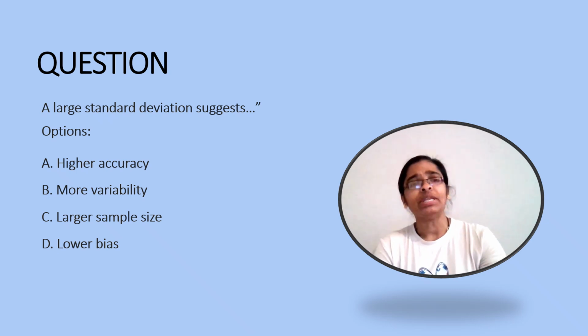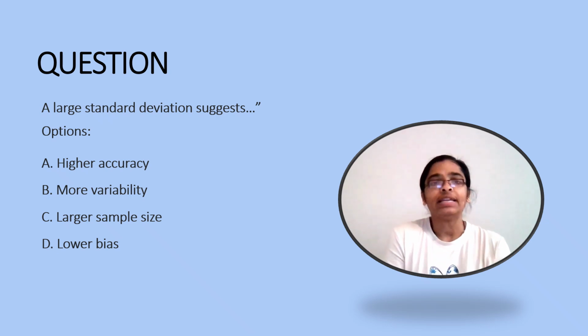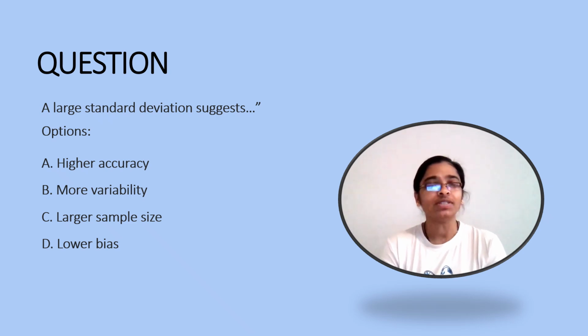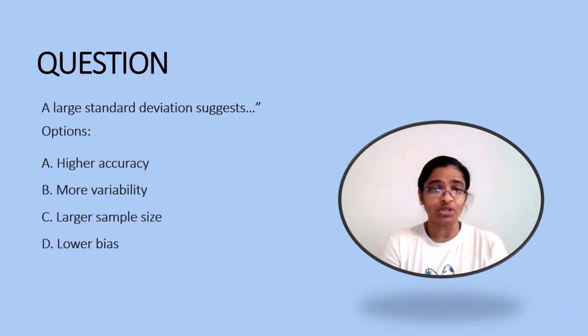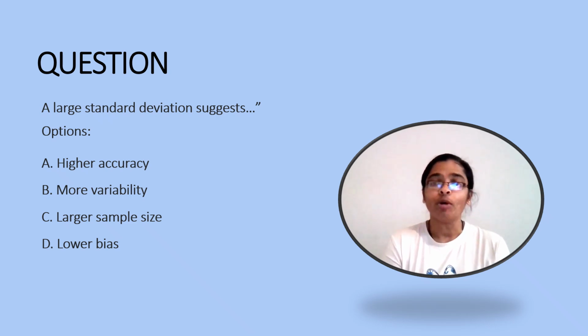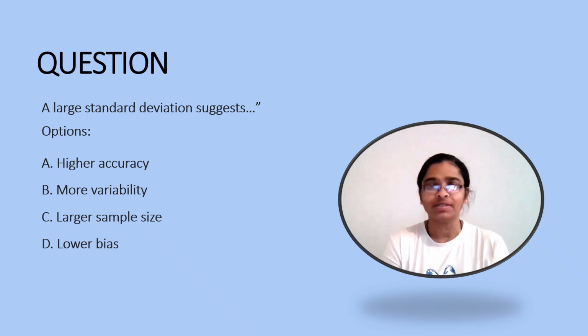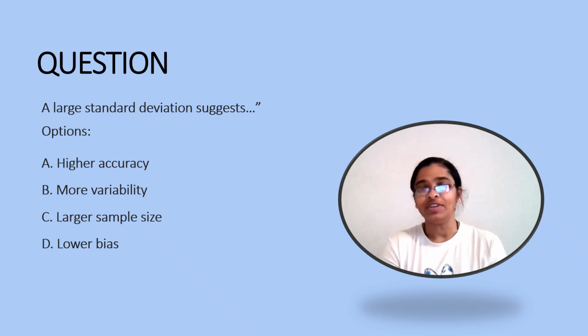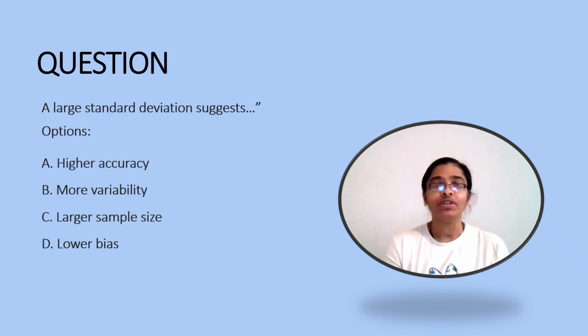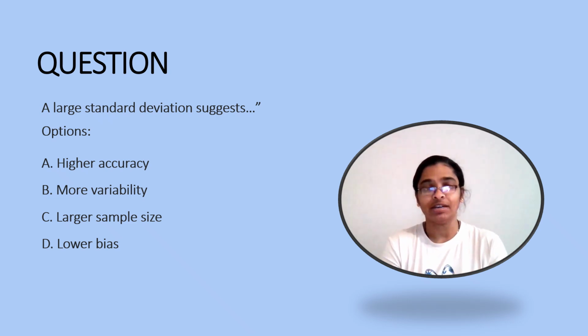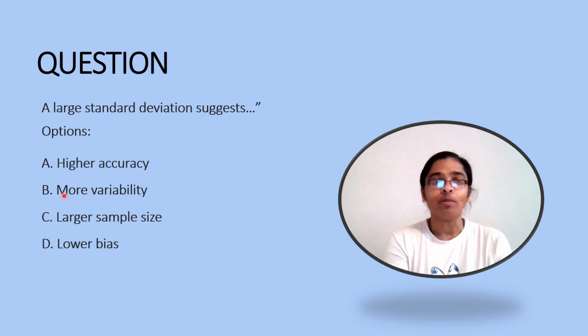Now, the examiner may ask: a large standard deviation suggests what? So what is the meaning of a large standard deviation? Option A, higher accuracy. Option B, more variability. Option C, larger sample size. Or option D, lower bias. Think before you answer. A large standard deviation means there is more variability in the data. So the correct option would be option B, more variability.